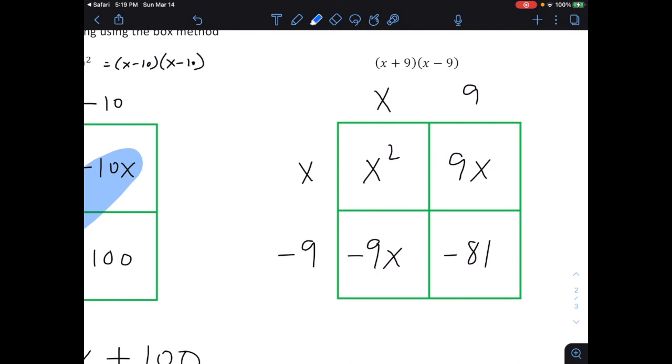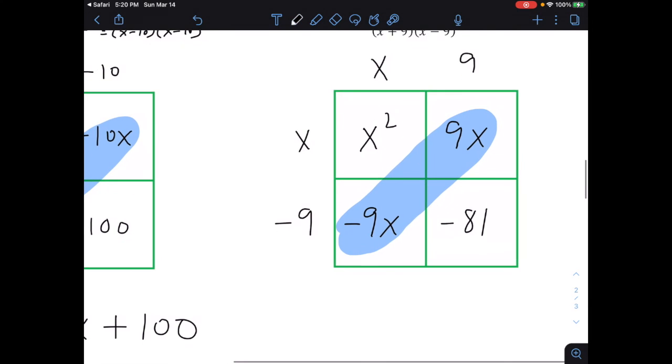And the unique thing that happens with this one is when we have two binomials that look identical but have different signs, that means that that middle term, or when we combine like terms, it's just going to disappear because we have opposites. So we have negative 9x and positive 9x. That means that they are going to disappear. And so when you have something like this, all we have left is x squared minus 81.